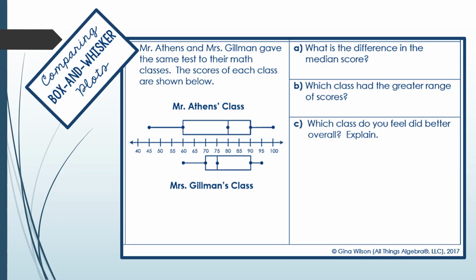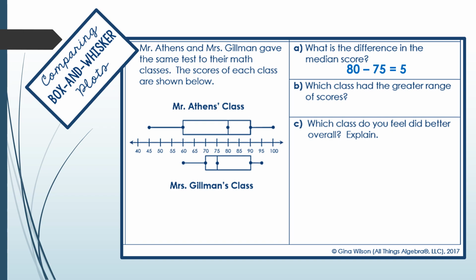Mr. Athens and Mrs. Gilman gave the same test to their math classes. The scores of each class are shown below. What's the difference in the median score? There's the median for Mr. Athens, 80, for Mrs. Gilman, 75, and the difference between those is 5.